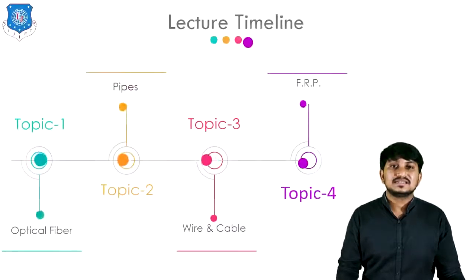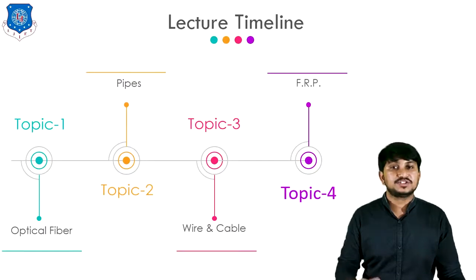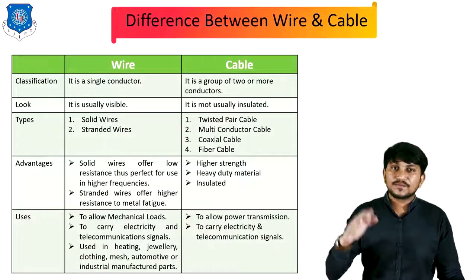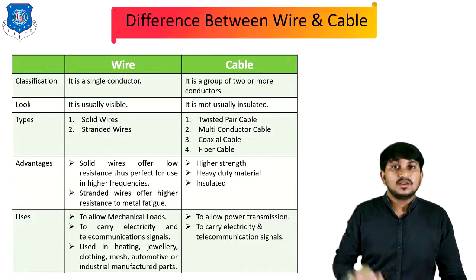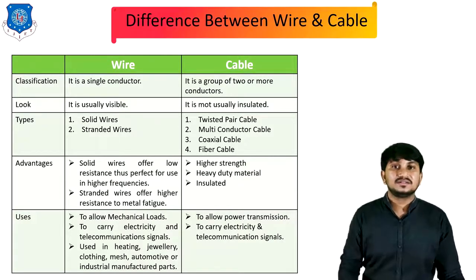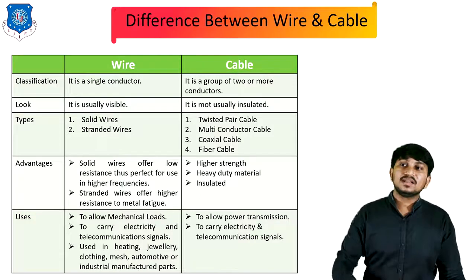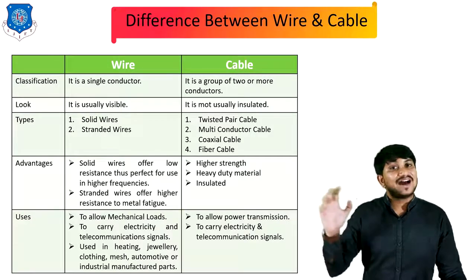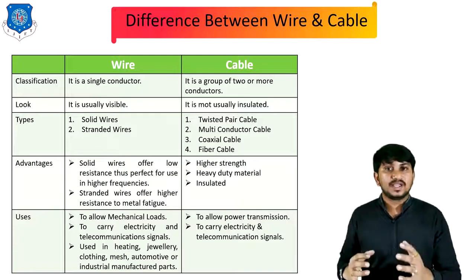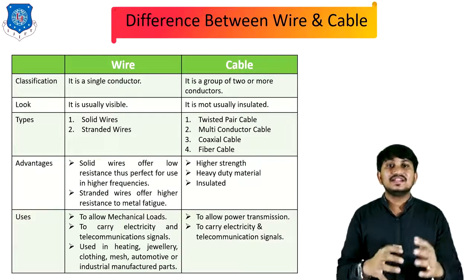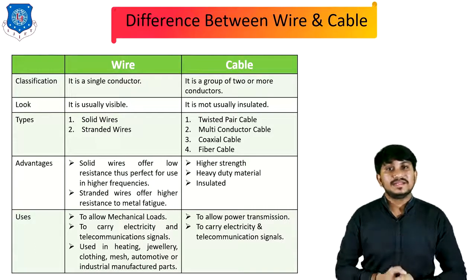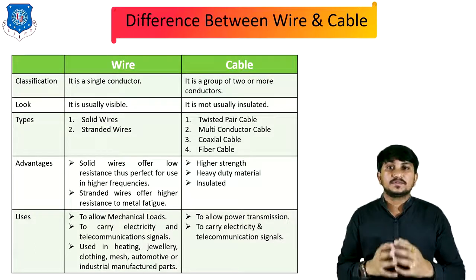Now, let's discuss the third material in today's lecture, which is wire and cable. Let's discuss the difference between wire and cable. Wire is a single conductor material, while cable is a group of two or more conductors. Okay, the wire is usually visible from outside, while cable is mostly the insulated material. Okay, it is covered by insulation materials.